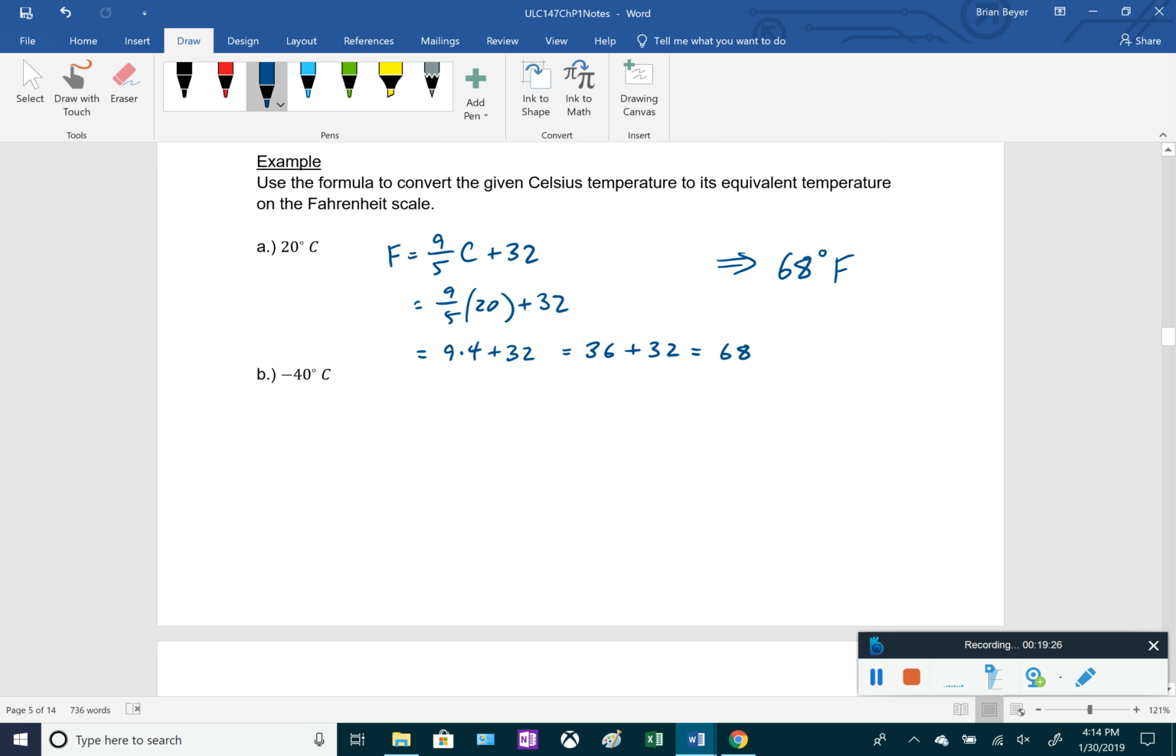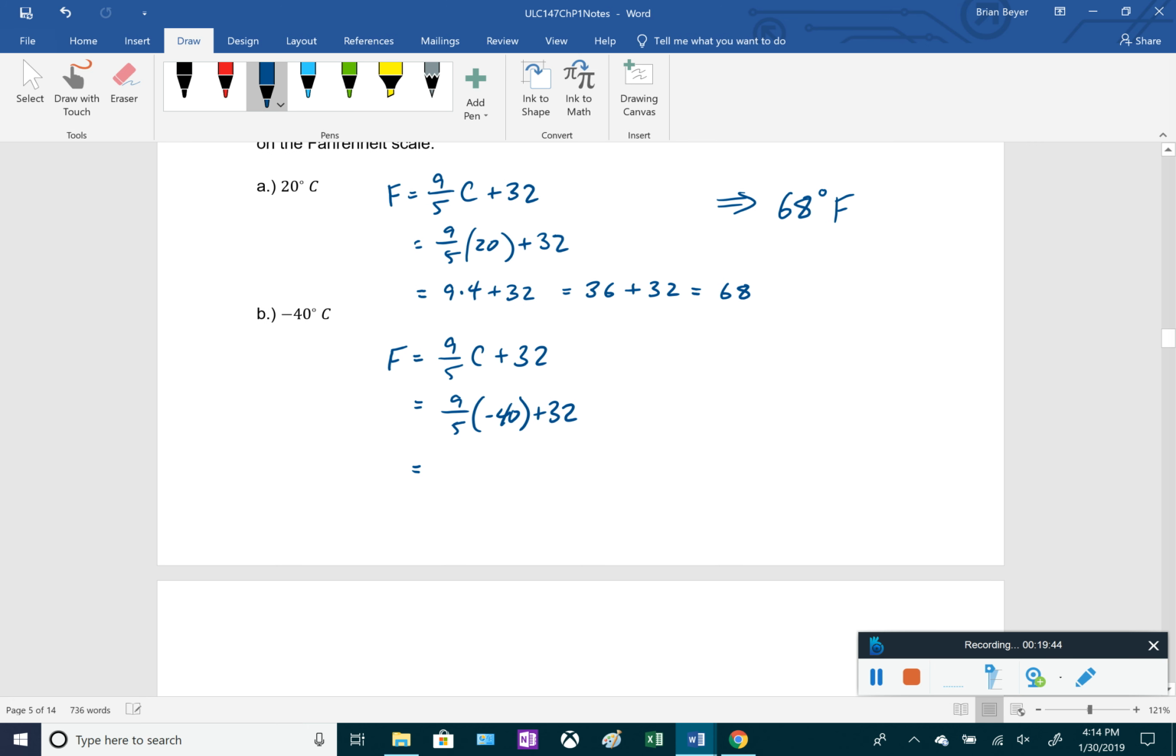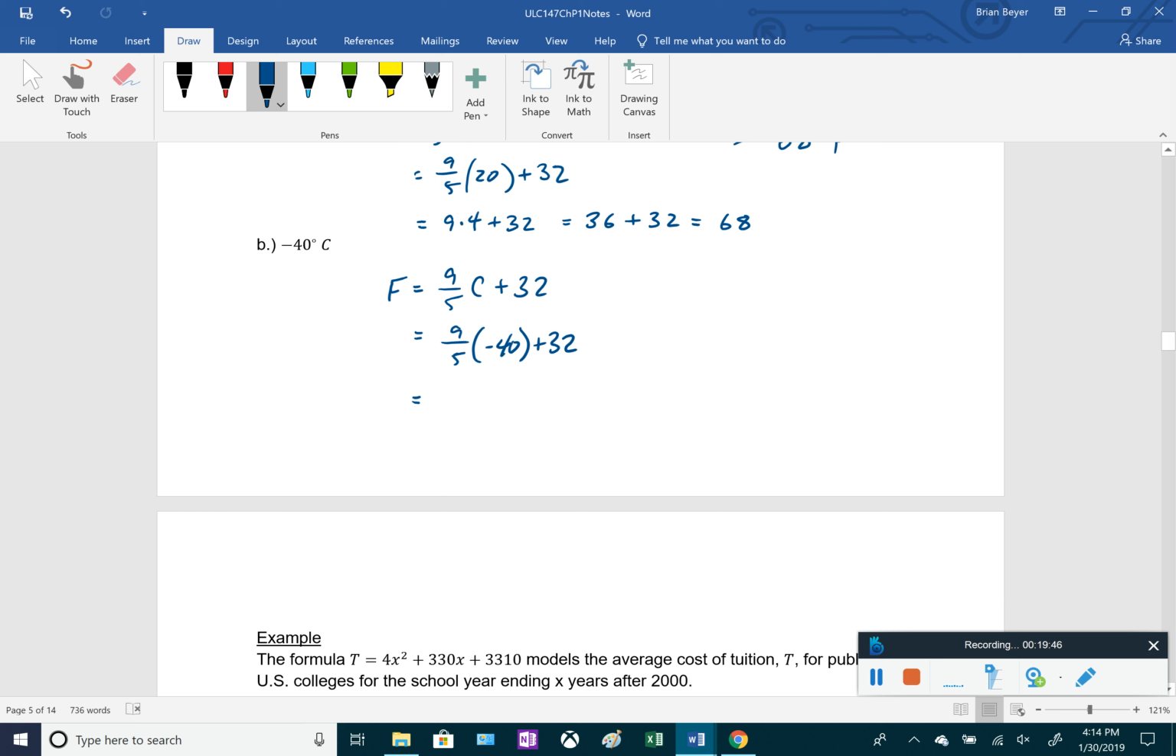And let's do negative 40 degrees Celsius. Let's see what that is in Fahrenheit. So 9/5 Celsius plus 32. We're going to plug in negative 40 into Celsius. Once again, let's simplify so it's a little bit easier for us. Negative 40 divided by 5 is negative 8.